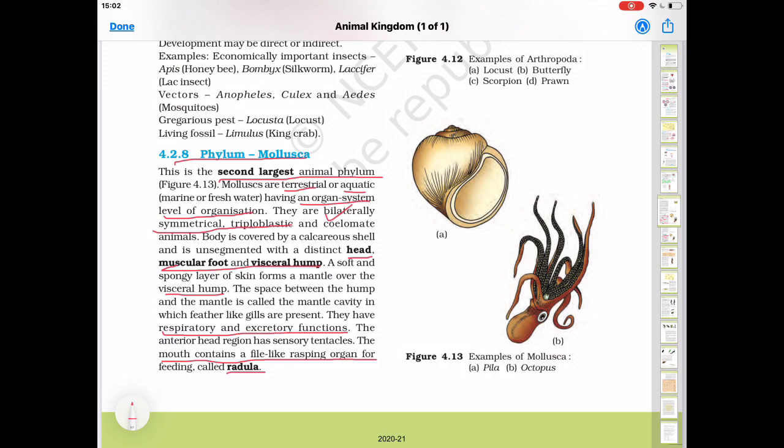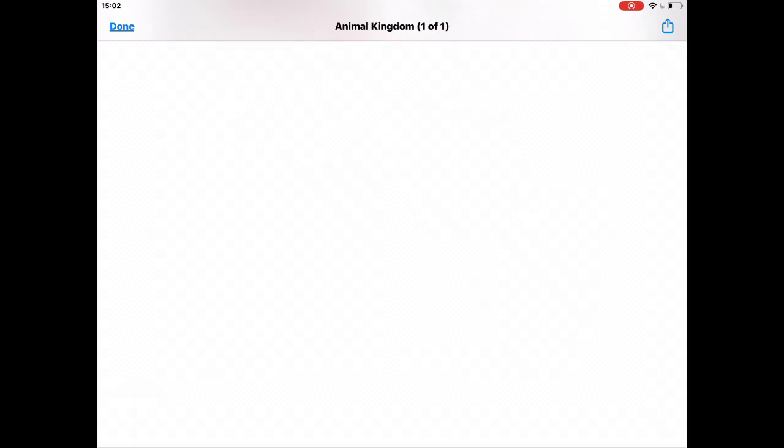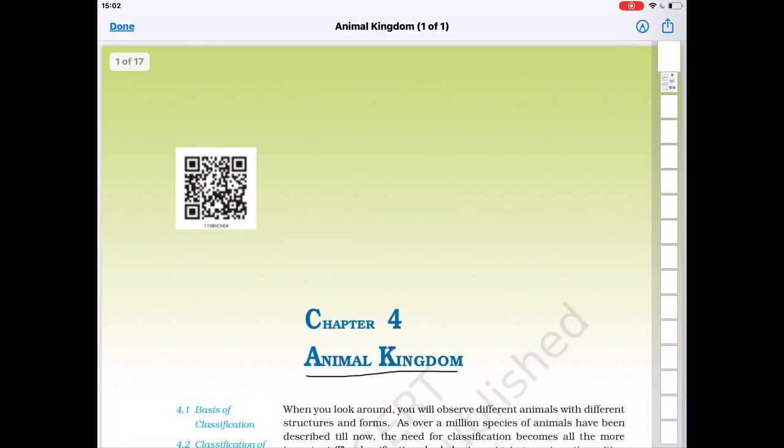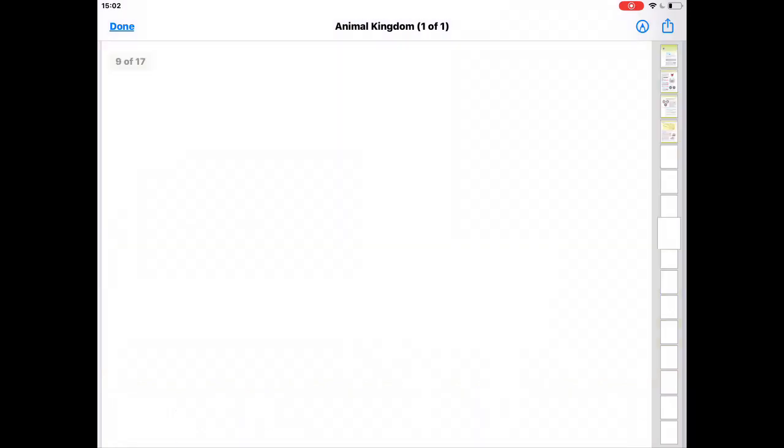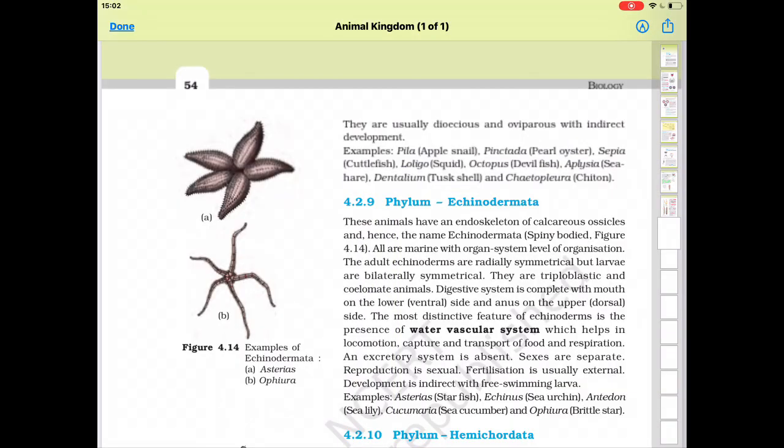Examples are pila, pearl oyster, loligo, octopus, dentalium, etc. They are usually dioecious. Dioecious means male and female are present in different bodies. They are oviparous, that is, they lay eggs, and usually development is indirect, that is, they have a larval stage which is different from the adult one.